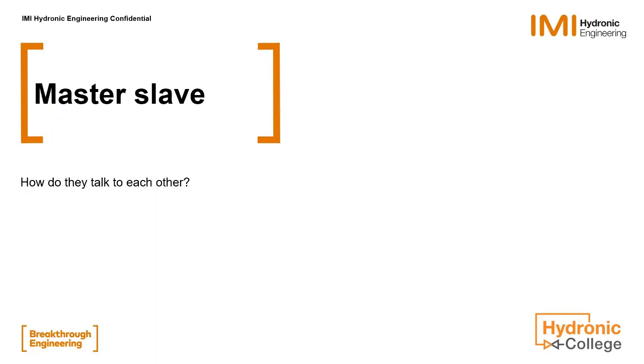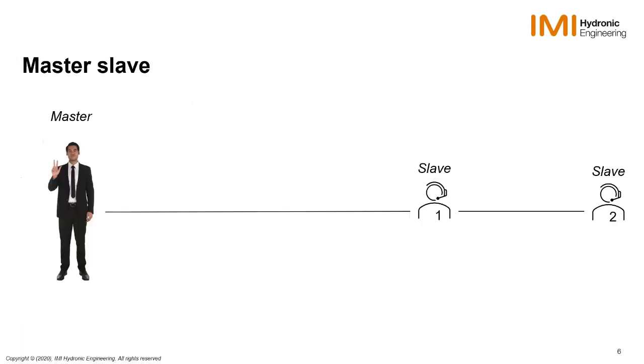So let's kick it off with the master-slave principle, which answers how they talk to each other. To explain this, I'm going to use this simplified graphic to illustrate how they speak with each other. On it, I have a master, and the master is connected to two slaves. The master is what it sounds like, the one who is deciding everything in this network.